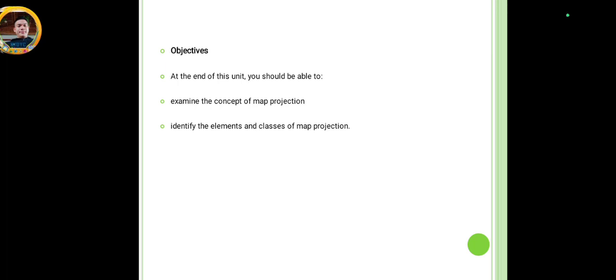So, objectives. At the end of this unit, you should be able to examine the concept of map projection, and identify the elements and classes of map projection.